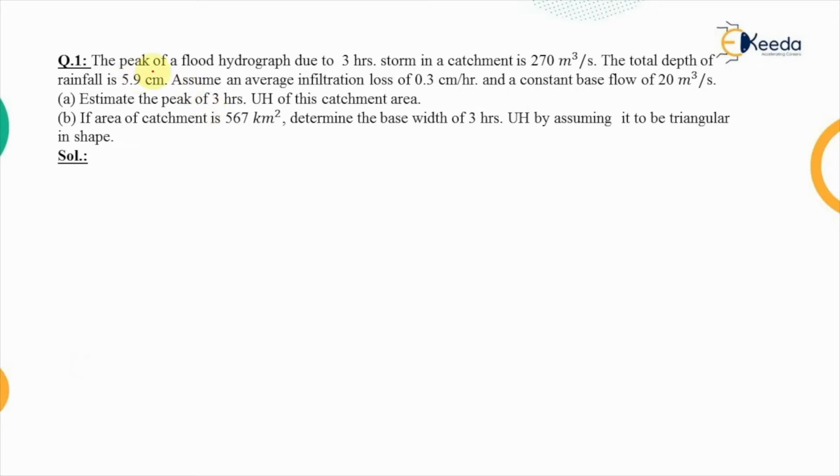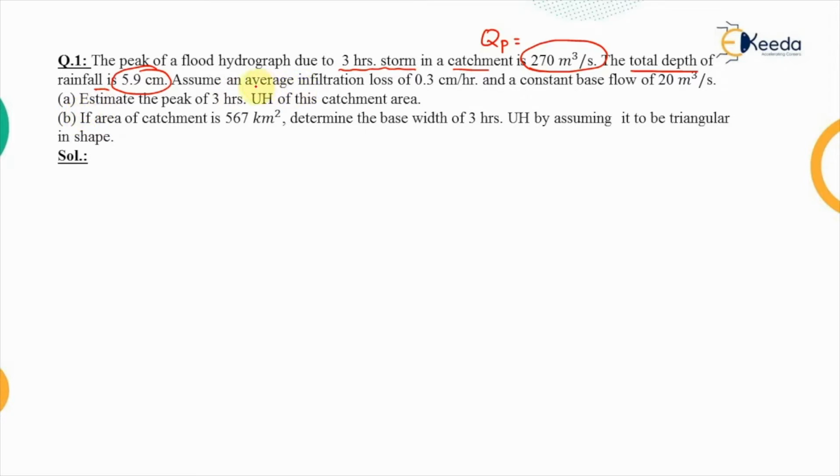The first problem says that the peak of a flood hydrograph due to a 3 hours storm in a catchment area is 270 cubic meter per second. That is the peak discharge given for a particular storm duration. The total depth because of the storm that has occurred is equal to 5.9 centimeter.